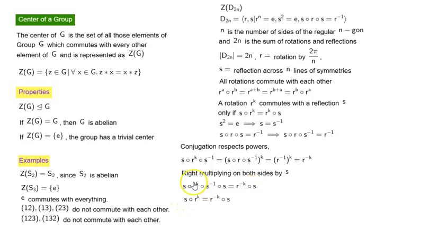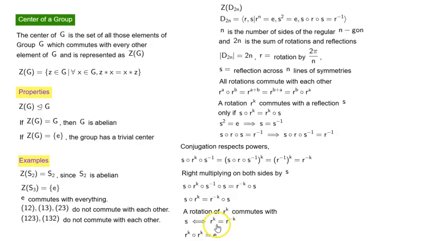Simplifying this, we get s times r to the power of k. When we compose s inverse and s, we get e. That times this will give us s times r to the power of k is equal to r to the power of minus k times s. A rotation r to the power of k commutes with s if and only if r to the power of k is equal to r to the power of minus k. See, only if these two are equal, then s times this and this times s will be equal. So let's see under what condition will they be equal.